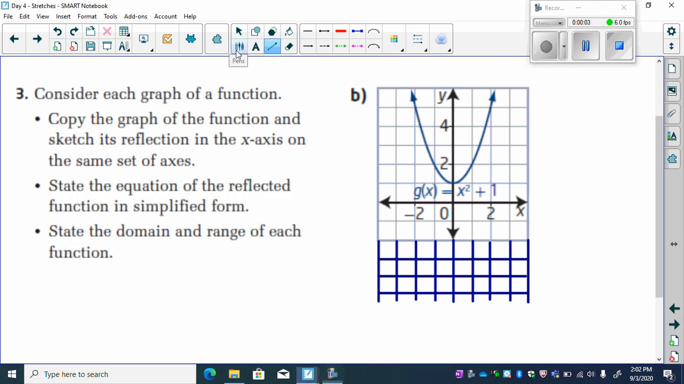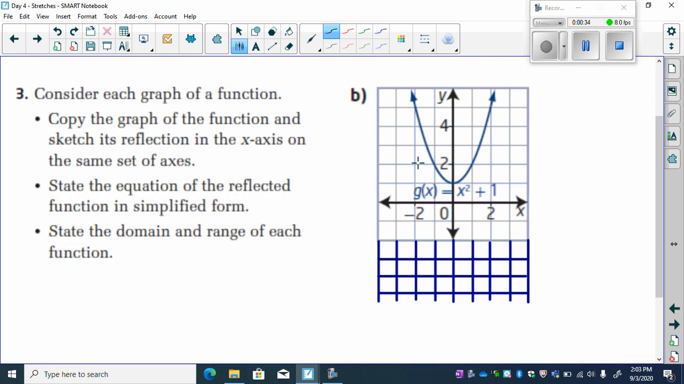So before we get into working with stretches, vertical and horizontal stretches, I want to just review what we did in the previous video, which was horizontal and vertical reflections. So question 3 says, consider each graph, copy the graph of the function and sketch its reflection in the x-axis on the same set of axes. State the equation of the reflected function in its simplest form and state the domain and range of each function.